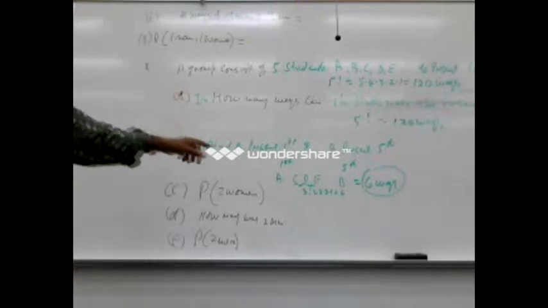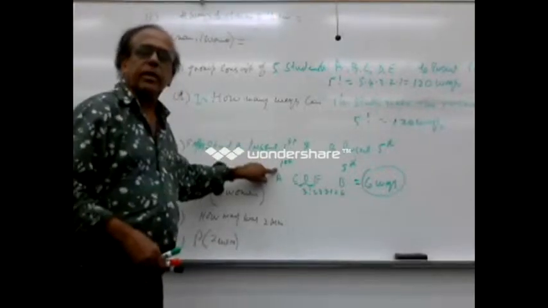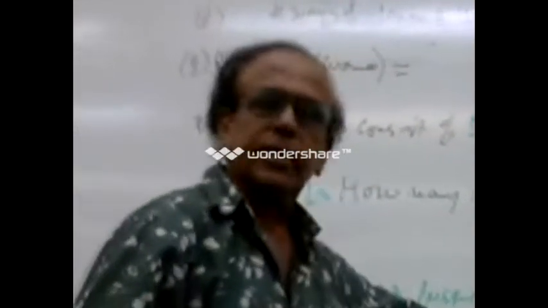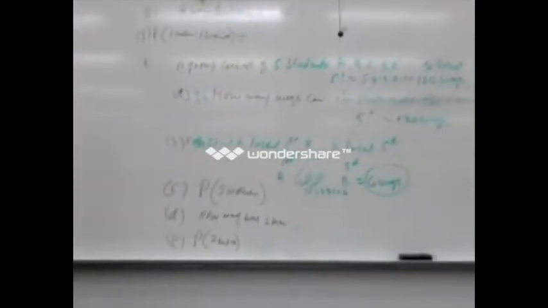Because remember, if A is fixed, that's only one way. B is fixed, that's only one way. Those two don't need any more arrangement. You need to arrange the other 3 students, C, D, and E. And that gives us 3 factorial.